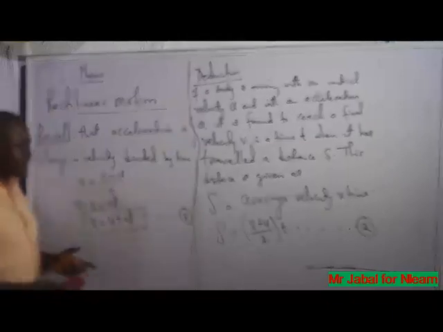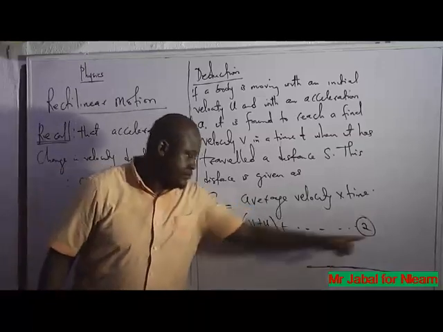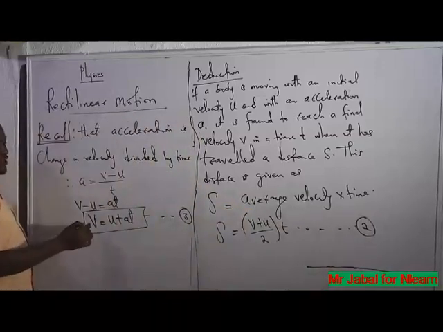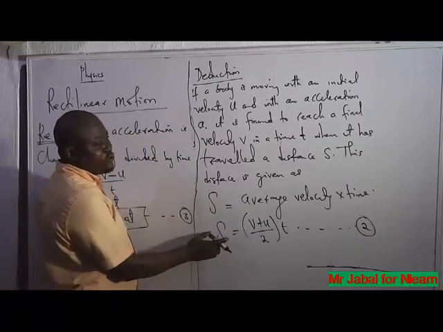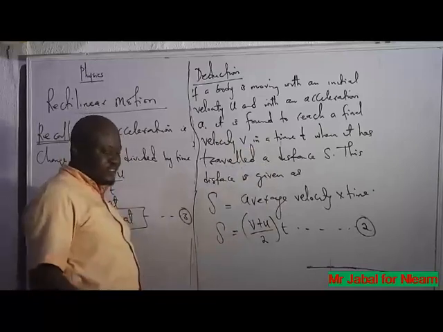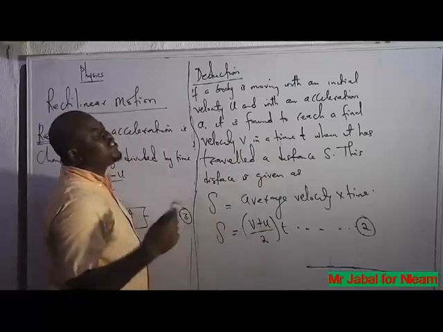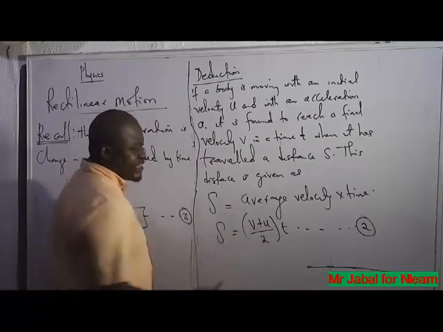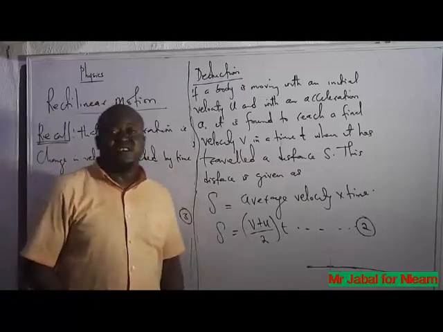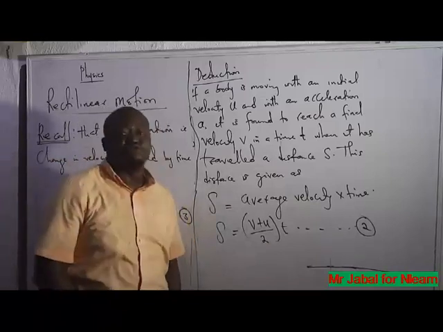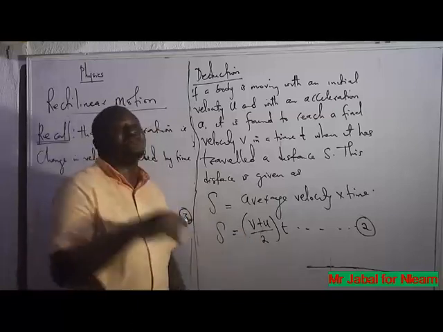Now, I have one: s is (v plus u) over 2 into bracket t. That's the first. So the second is v is equal to u plus at. Don't forget what they stand for. s stands for distance, measured in meters. v is the final velocity. u is the initial velocity. And t means time. The initial velocity is the velocity at which you started the motion. It can be anything, it can be 0, it can be 2, it can be 4.